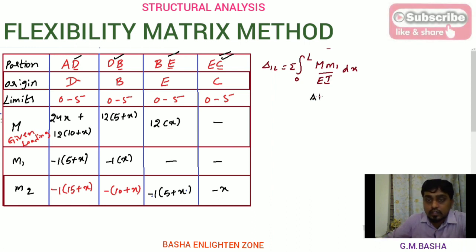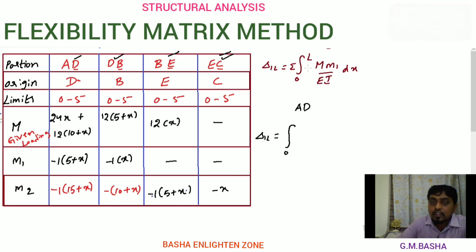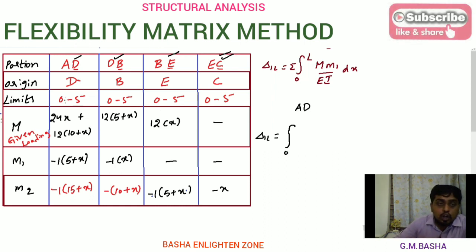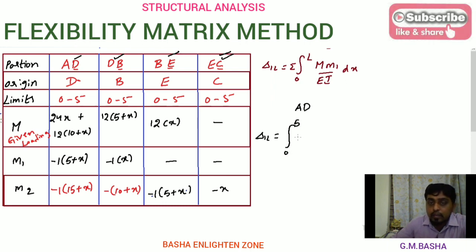So here I am taking the first portion, AD. That is the integral from 0 to L. What is L? First I am talking about the first portion, which is AD. So delta 1L will be equal to the integral from 0 to L, the particular length of that portion. Here your limits will be 0 to 5, while talking about the AD portion.